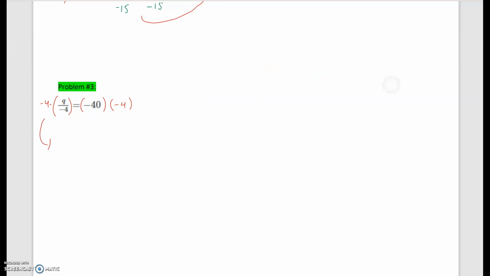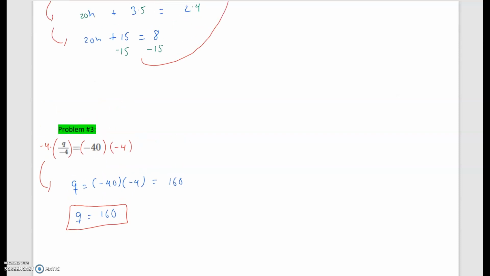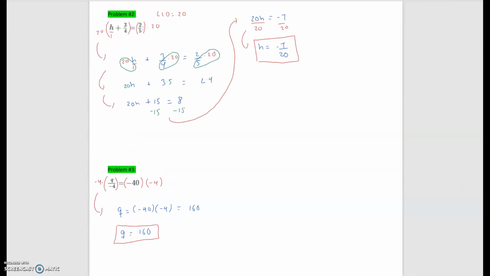So we're looking now at just q on the left hand side, and then on the right hand side you have -40 times -4, which is equal to 160 positive. So your q value is 160. So this one took one step. Very similar process to the previous one, but since you don't have additions, in one step the multiplication cancels the fraction, giving us the value of 160.